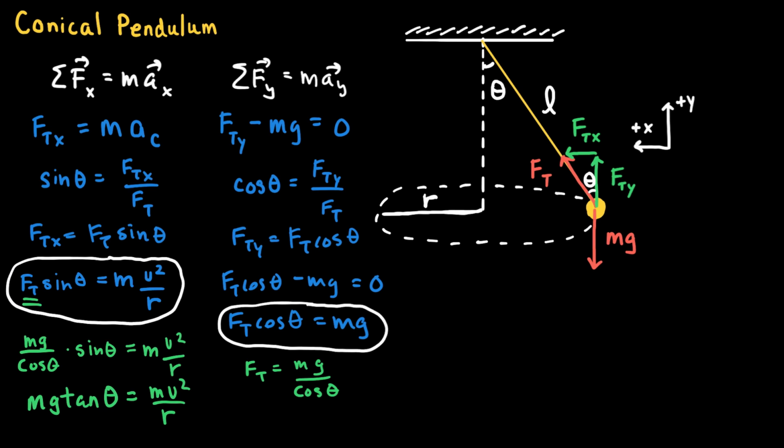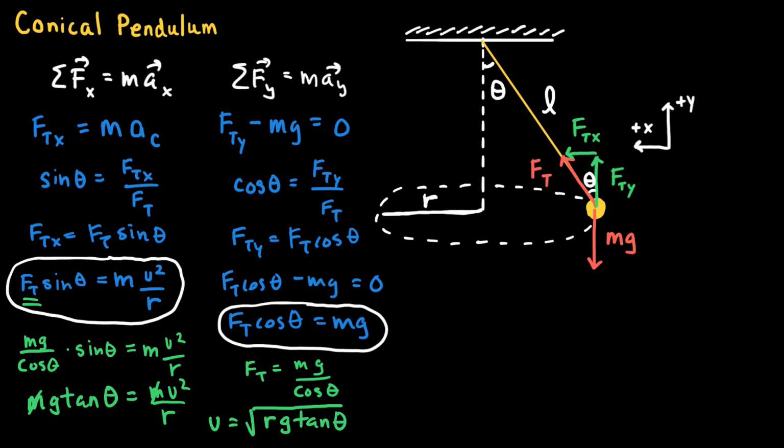So remember, the v on the right-hand side of this equation represents the linear or tangential speed of the mass of this conical pendulum as it swings around in a horizontal circle. If I notice that there's an m on both sides of this equation, I can cancel those m's and then multiply both sides of the equation by r and square root both sides of the equation, and I would get v equals the square root of rg tan theta.